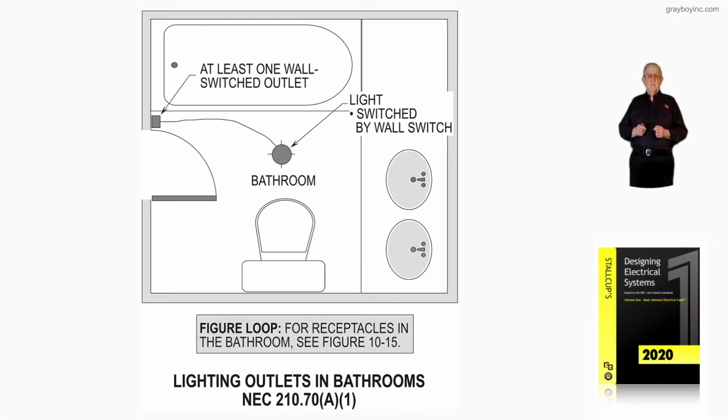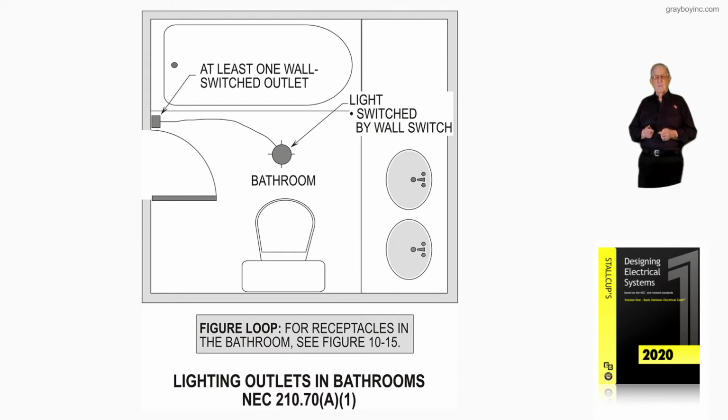Now, this illustration deals with lighting outlets in bathrooms. Now, the figure says if you wanted to check out the receptacles and their location in a bathroom, you would go to figure 10-15 in chapter 10. And basically, if a receptacle outlet's within 6 foot of that bathtub, it has to be GFCI protected.